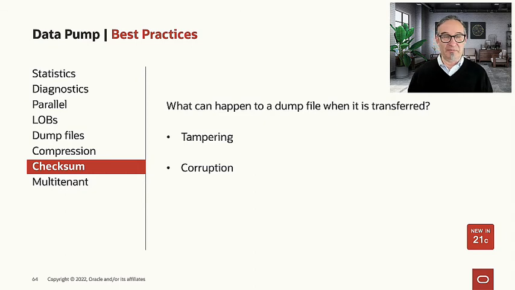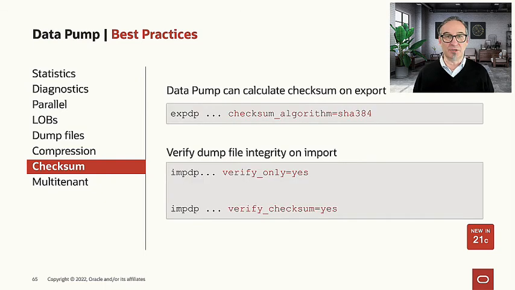Yeah, now you have a big dump file and you transfer it somewhere, and it happens from time to time that this transfer goes wrong. There will be a corruption, or even worse, there's tampering happening. How can we protect ourselves here? How can we protect a dump file? And with 21C, we have a very good option to do that.